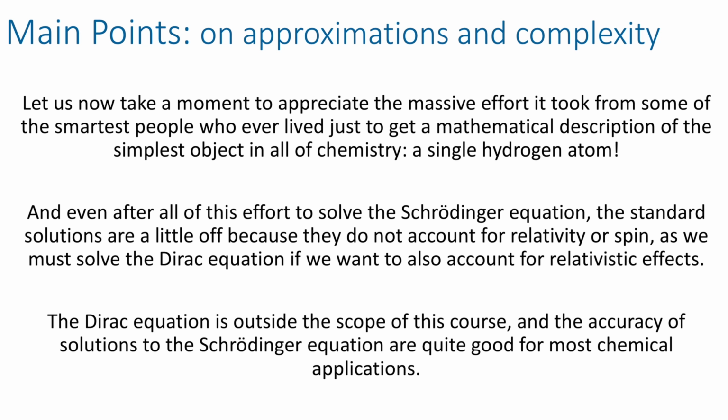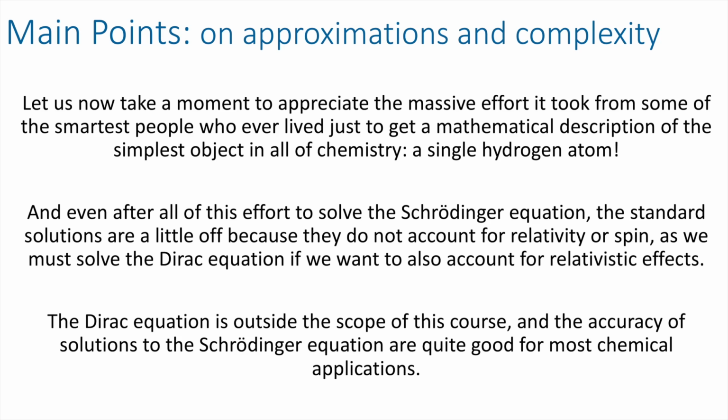So we've covered quite a bit. So I think it's important now to just take a moment to appreciate the massive effort that it took from some of the smartest people who ever lived just to get a mathematical description of the simplest object in all of chemistry, a single hydrogen atom. If you want a detailed mathematical description of what's a hydrogen atom, or more specifically, what's the electron doing relative to the nucleus in a hydrogen atom?